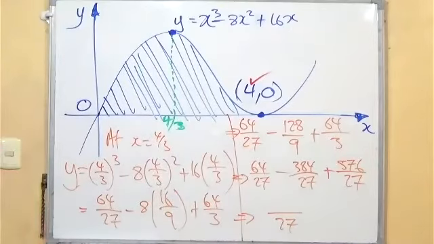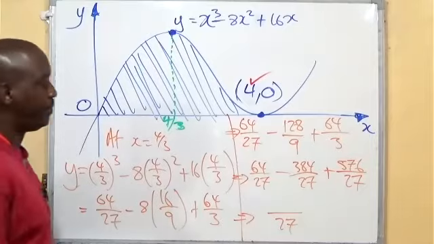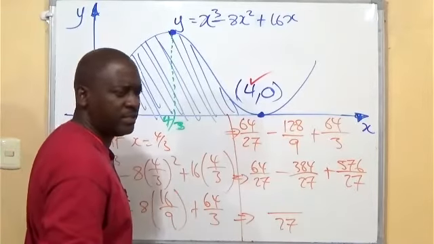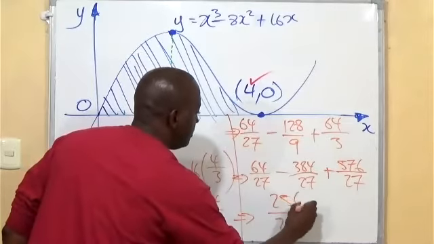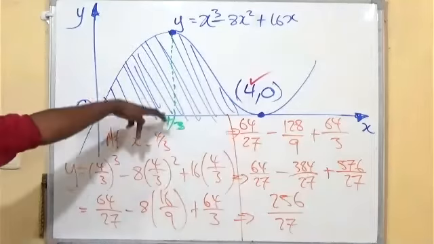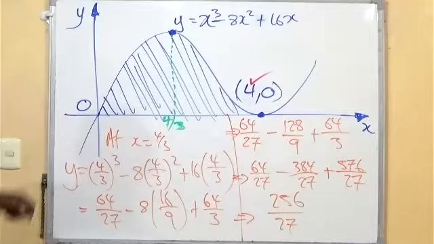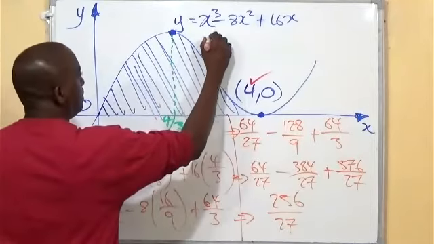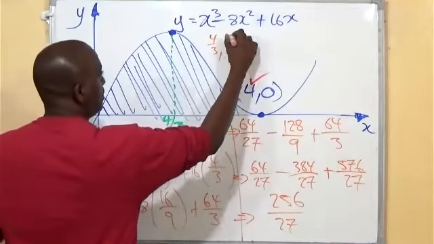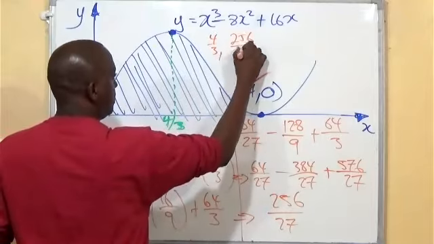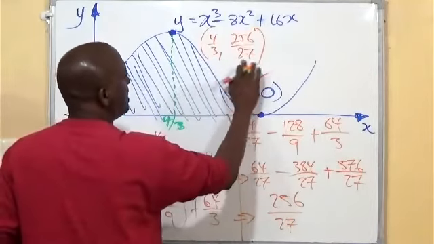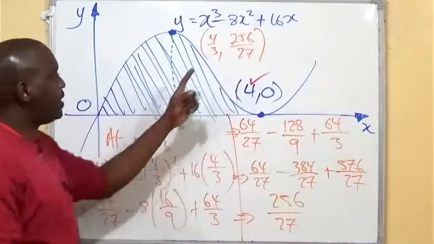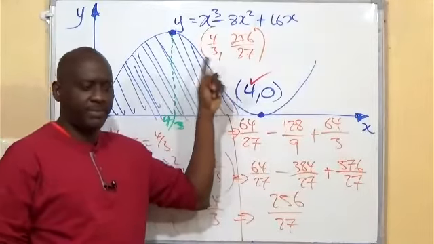Hey, look at lady jumping. Talk to me, teacher. Yeah, 256. How much? 256. 256 over 27. You see how nice it boils along? Right. So the coordinates of your turning point would be 4 over 3, comma 256 over 27. Woohoo! Look how nice that point looking, man. Just nice and cute. Now, I know there was one like this in one of the past papers we did.